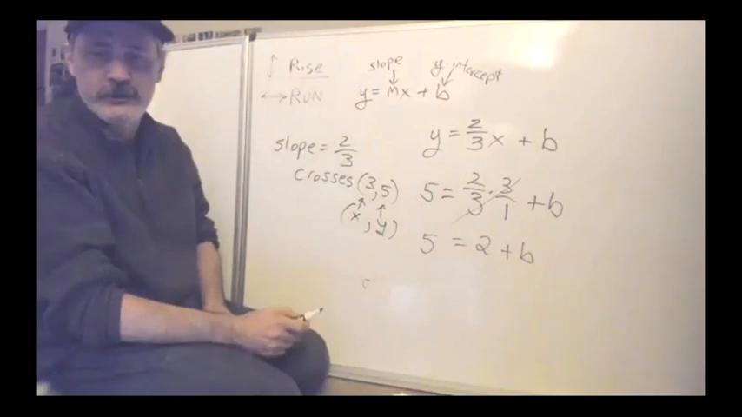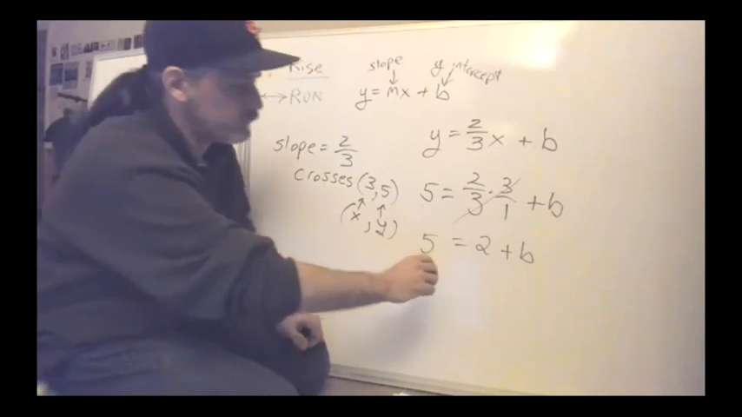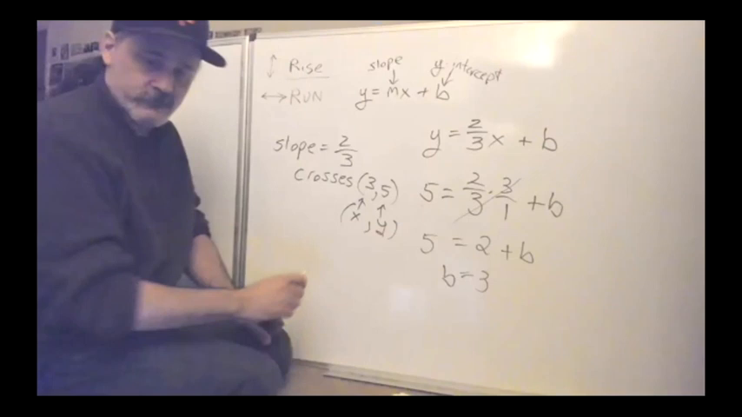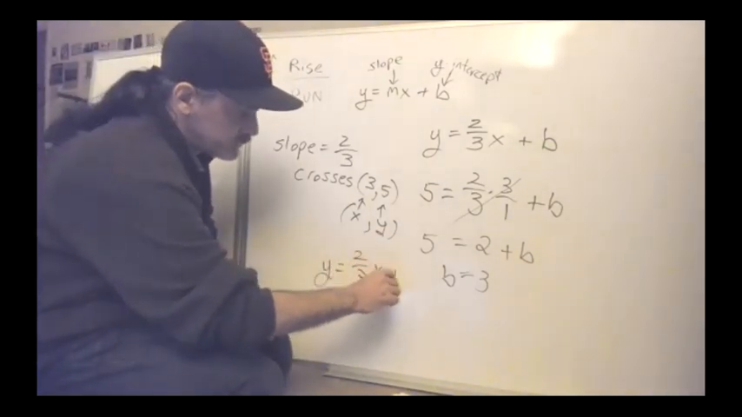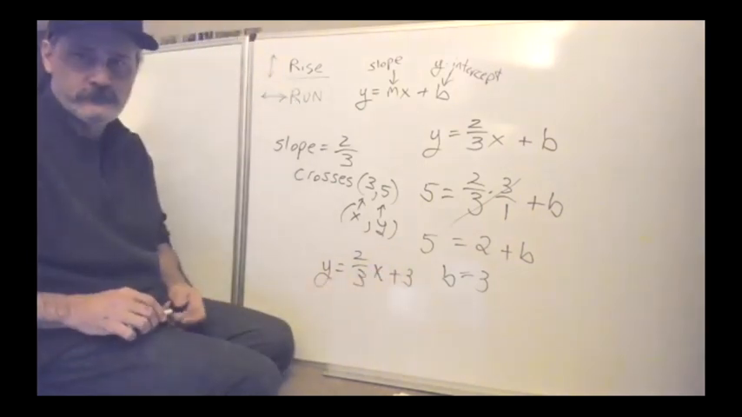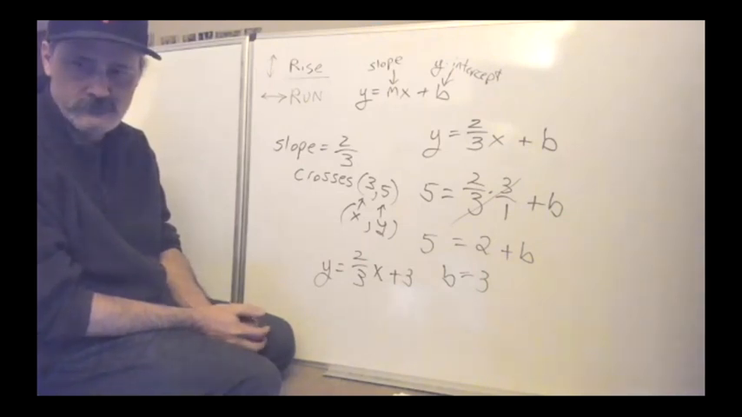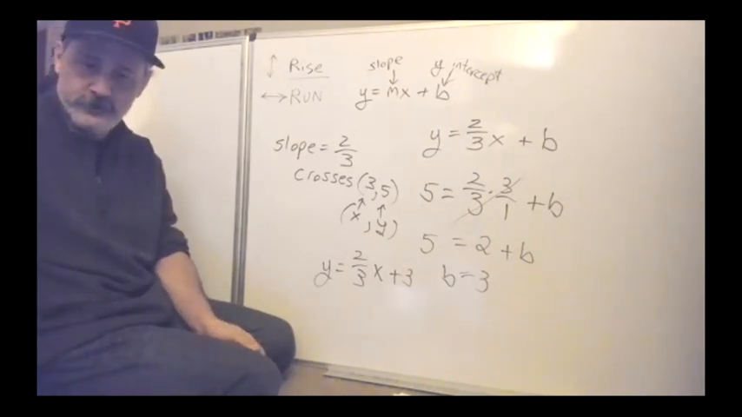And so now b has to be 3, right? We already called that on GeoGebra. Here we're getting it mathematically. All right, so now we can write the complete rule. So now we can go ahead and say, okay, this rule would be 2/3 x plus 3. And again, I'm just pausing. And now we're going to finish up with the last thing.